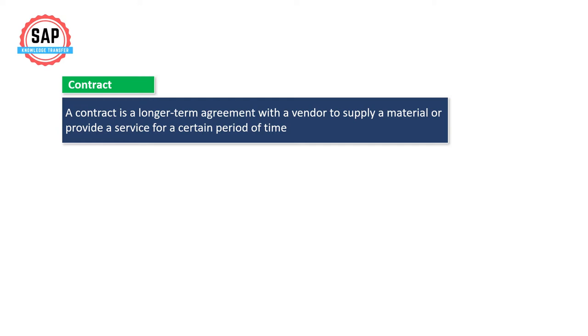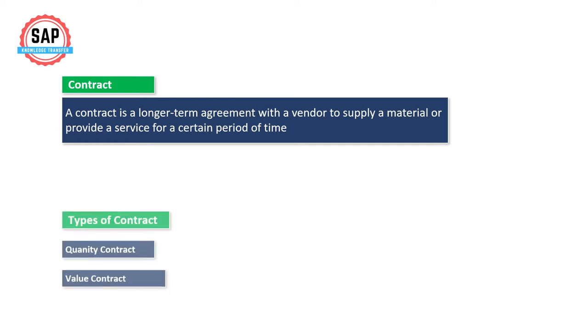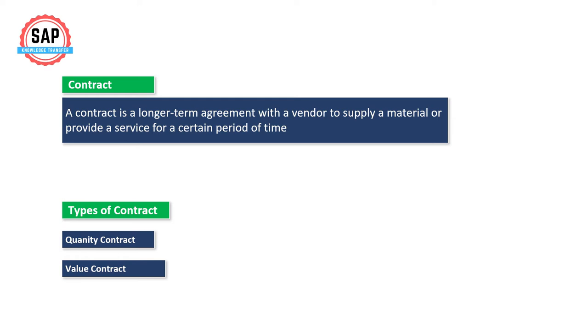What is a contract? A contract is a longer term agreement with a vendor to supply a material or provide a service for a certain period of time. This is a contract. Different types of contract are available.